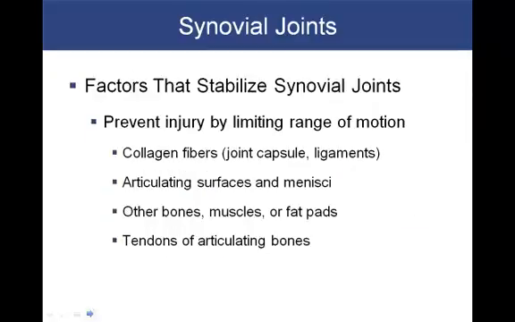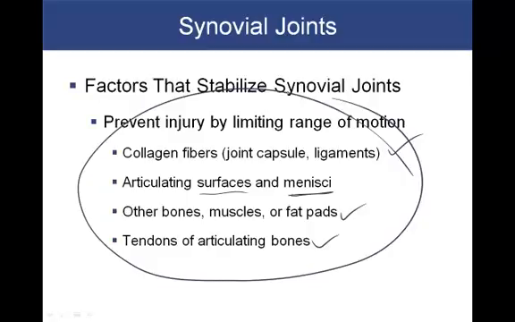So when we look at the different factors that stabilize the synovial joint, we have kind of a laundry list here. There are collagen fibers, both in the joint capsule and associated with the ligaments. We have the articulating surfaces, where we're going to find those articulating cartilages, as well as the menisci. There are bones, muscle, fat pads, and other types of tissues that aid in stabilization. And then finally the tendons between the articulating bones. So all of these work together to stabilize and secure the joint itself.